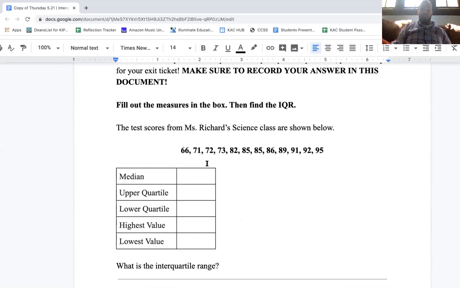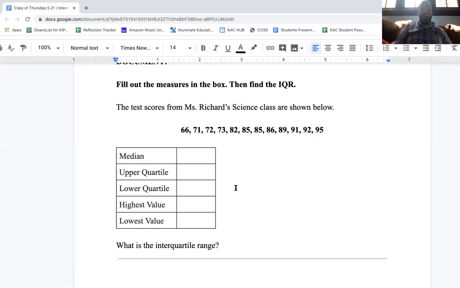Notice when you get to your exit ticket, I was really, really nice. And if you look at these numbers, you might notice they're already in order for you. So you get to actually skip a step, which will make it a little bit quicker for you. You're not asked to make a box plot on this, just to come up with your measurements. And then don't forget to answer the question, what's interquartile range?